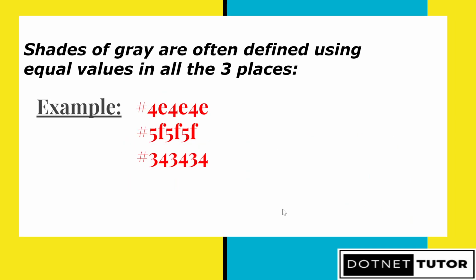If you want to get shades of gray, you can write equal values in all three places, like this. It will give a gray color shade. So this is what we discussed in the last video.